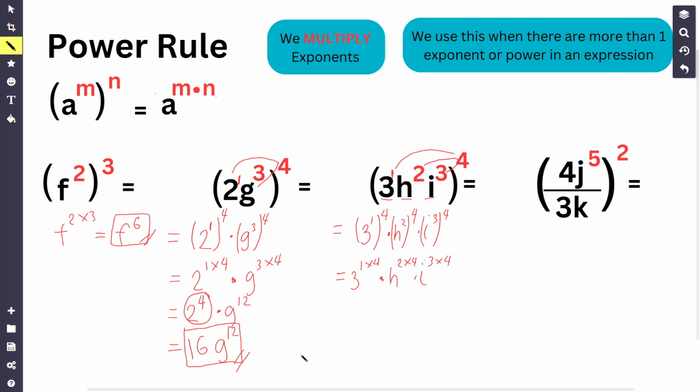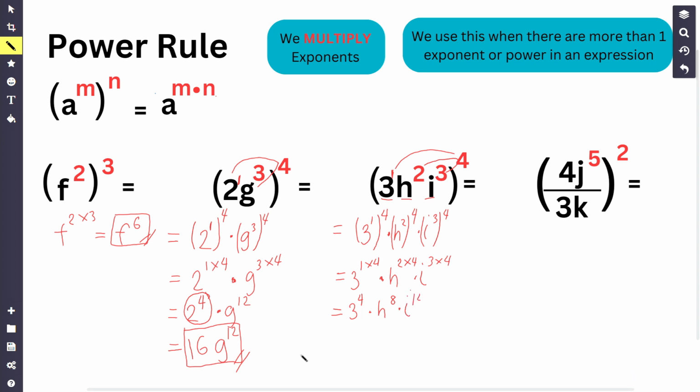I hope you can still follow this one. Again, what we just did, we just multiply the power: 1 times 4, 2 times 4, 3 times 4. And now we simplify. What's 1 times 4? That's 4, obviously. So this is going to become 3 raised to 4, multiply with h raised to, what's 2 times 4? This is 8. And then we'll have i raised to, what's 3 times 4?